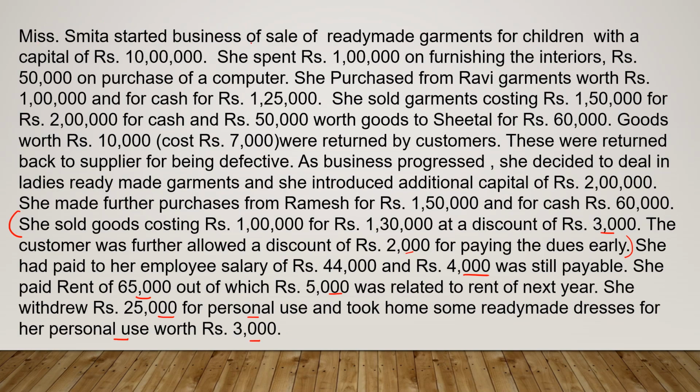Smitha started a business of ready-made garments for children with a capital of rupees 10 lakh. Thereafter, as the business progressed, she decided to deal in ladies' ready-made garments and she introduced additional capital of 2 lakh. So totally, how much has she invested? 10 plus 2, that is 12 lakh. So rupees 10 lakh plus rupees 2 lakh is the amount of capital she has introduced during the year.